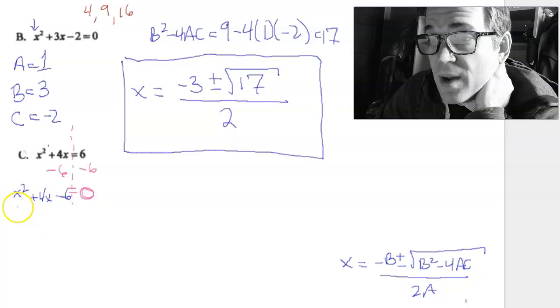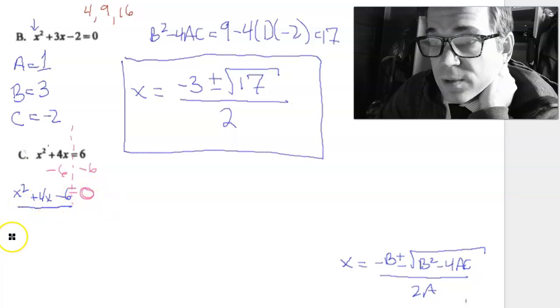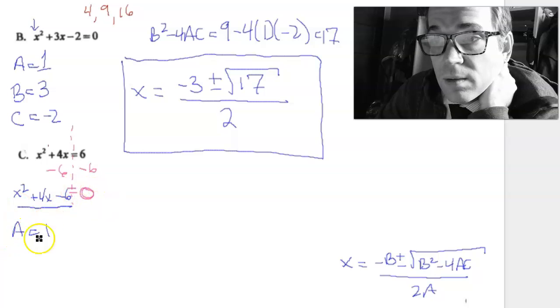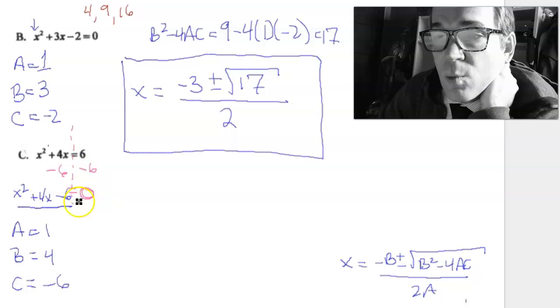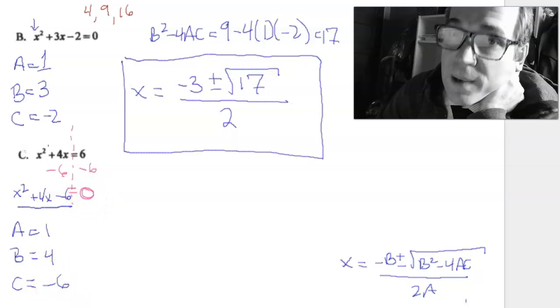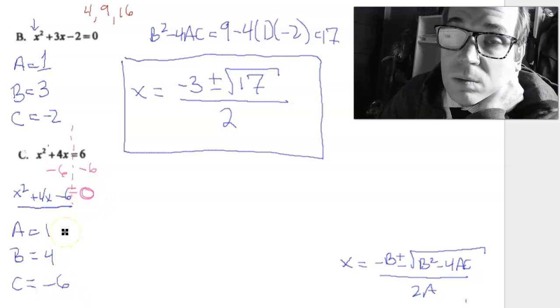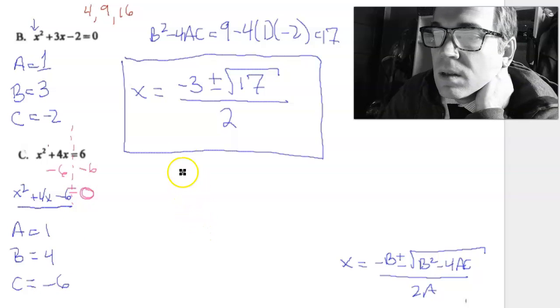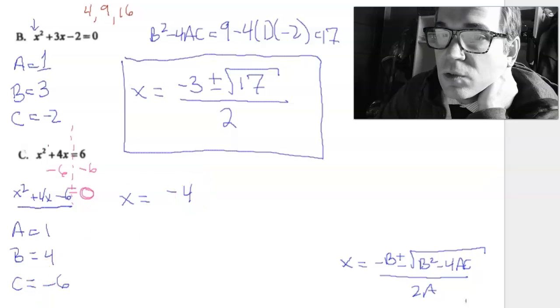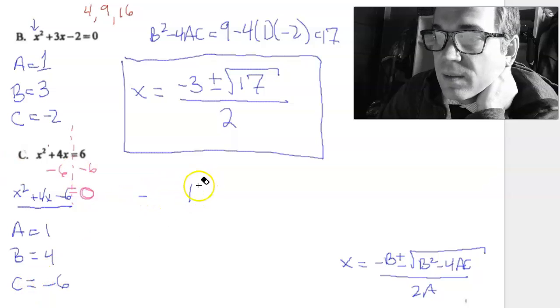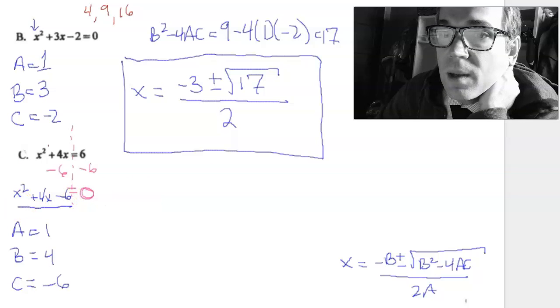So now that I have it in the correct form, where one side equals 0, I can see that a equals 1, b equals 4, and c equals negative 6. Had I not gotten one side equal to 0, I'd have c equal to positive 6, and then my work would be incorrect. So moving along, x is going to equal the opposite of b. Oh, wait, Mr. Depsic, don't you always find the discriminant first? Yes, I do. Thank you for reminding me.